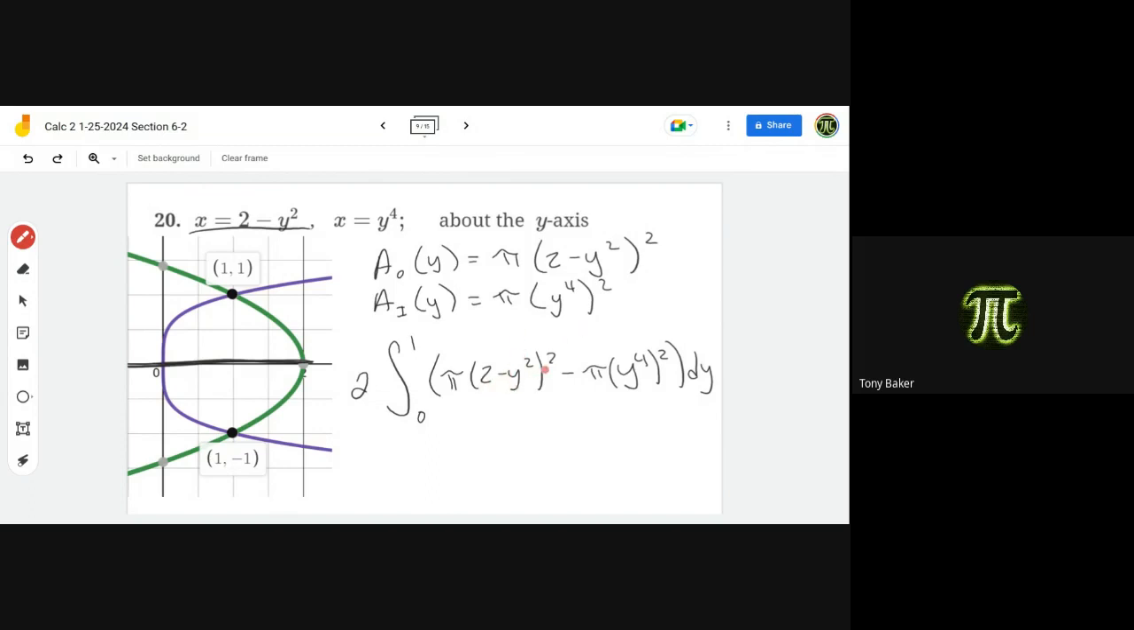All right, so this one's easy. That one's just y to the 8th. This one's going to be 4 minus 4y squared plus y to the 4th.